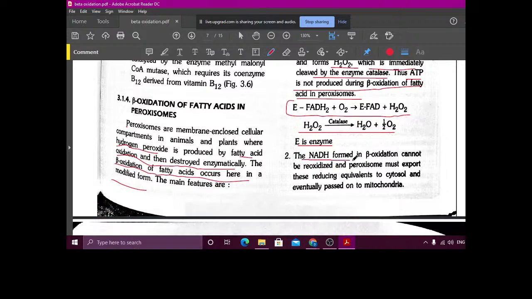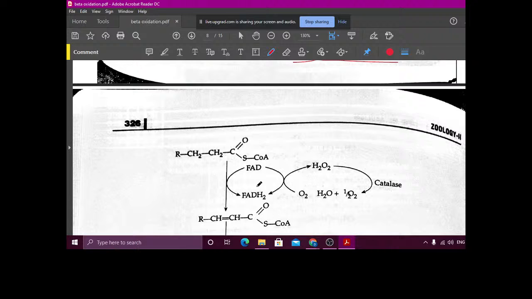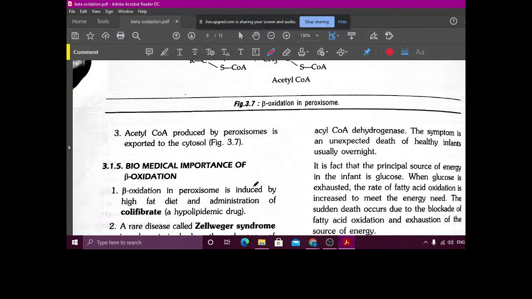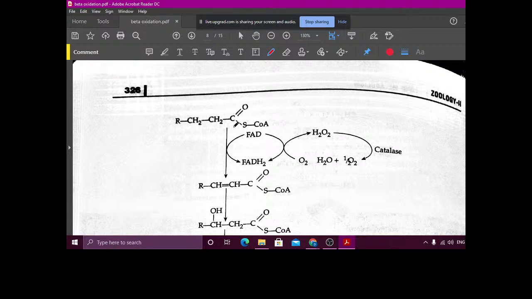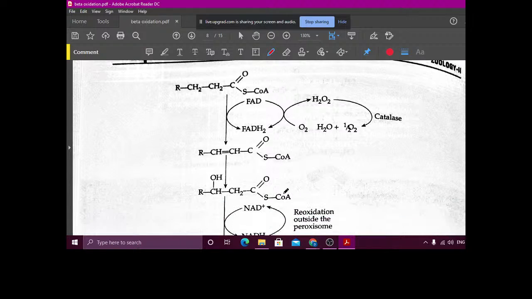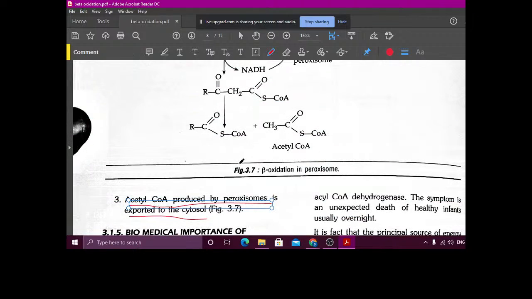The NADH formed in beta oxidation cannot be reoxidized in peroxisomes, which must export these reducing equivalents to cytosol, eventually passed on to mitochondria. Acetyl coenzyme A produced by peroxisomes is exported to cytosol. So this is what's happening. The same thing in formula wise it's written. You need to study this part for 2 marks.